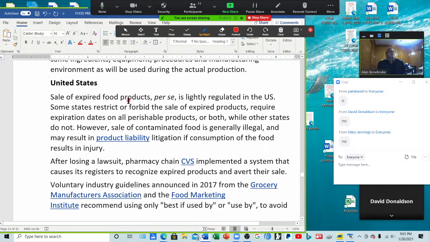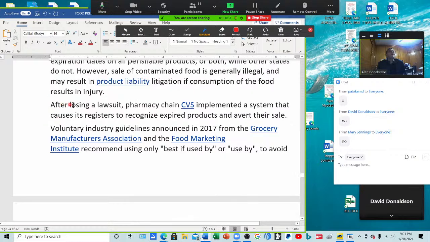United States, sale of expired food products per se is lightly regulated in the U.S. Some states restrict or forbid the sale of expired products, require expiration dates on all perishable products, or both, while other states do not. However, the sale of contaminated food is generally illegal, and may result in product liability litigation if consumption of the food results in injury.